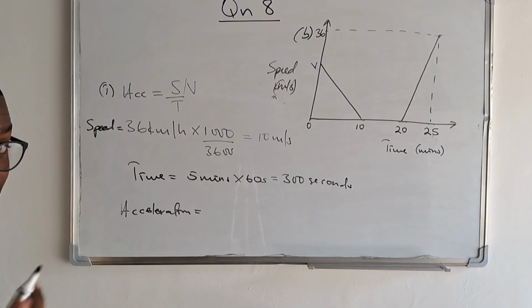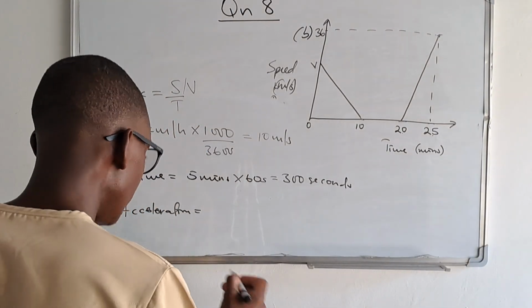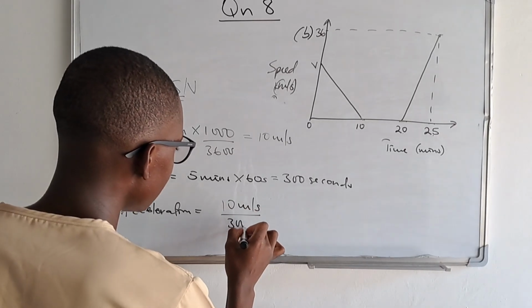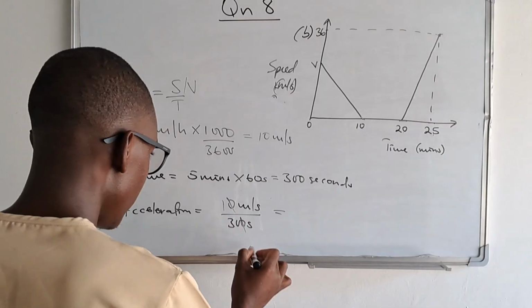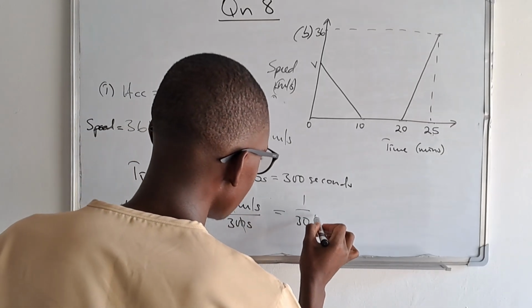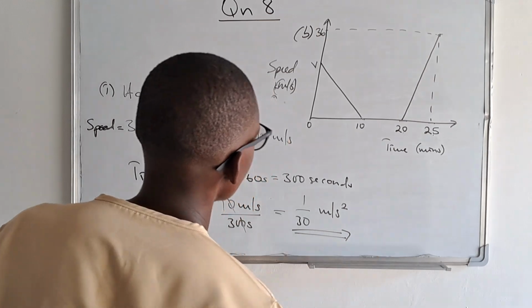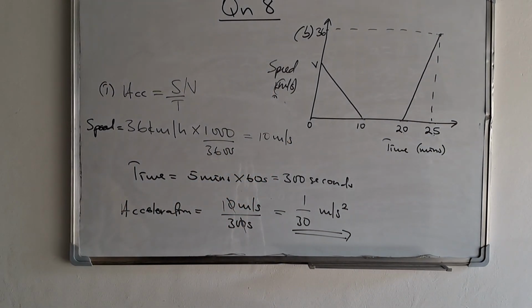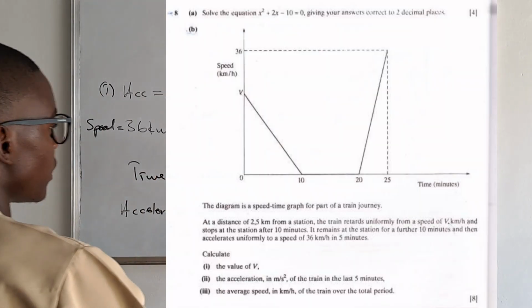To find the acceleration, what do we do? Acceleration will be speed over time. What is our speed? 10 meters per second over 300 seconds. When you deal with these things, when you simplify, your answer becomes 1 over 30 meters per square second. That's how you find your acceleration. Remember, there are 8 marks for this whole question, the travel graph.